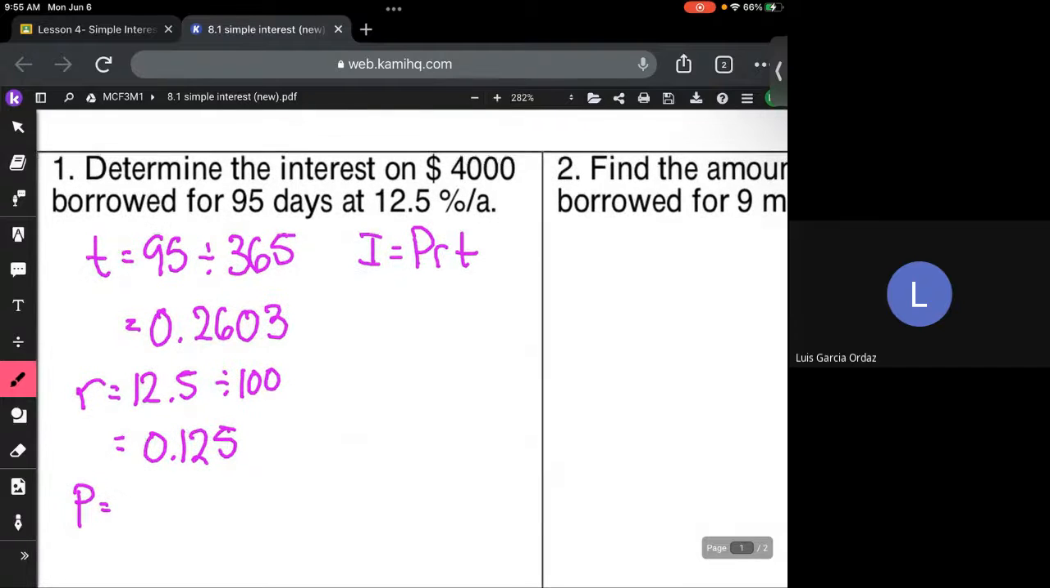So I borrow 4,000, and I need to check out how much I owe at the end of it. So P is 4,000 times R, which is 0.125, times my T, which is 0.2603. So all you're doing is just multiplying those three numbers together and telling me what you get. And because it has to do with money, how many decimal places are you going to round to? 2.